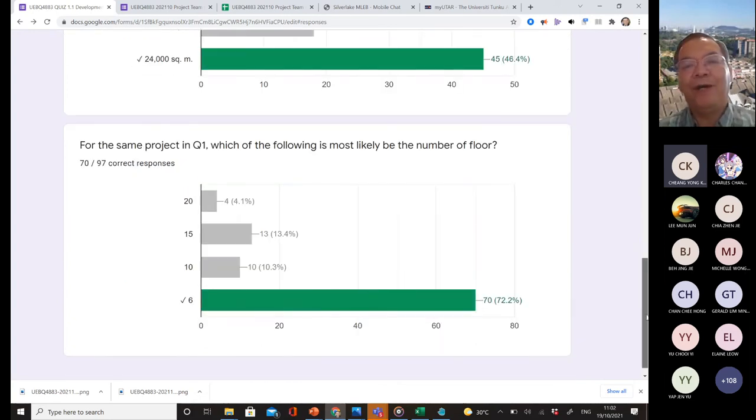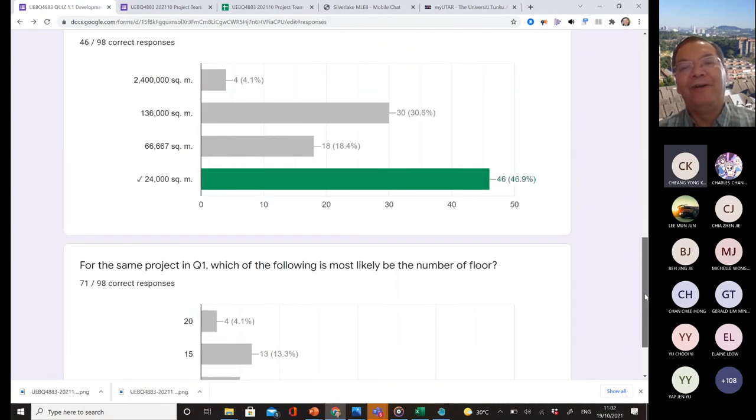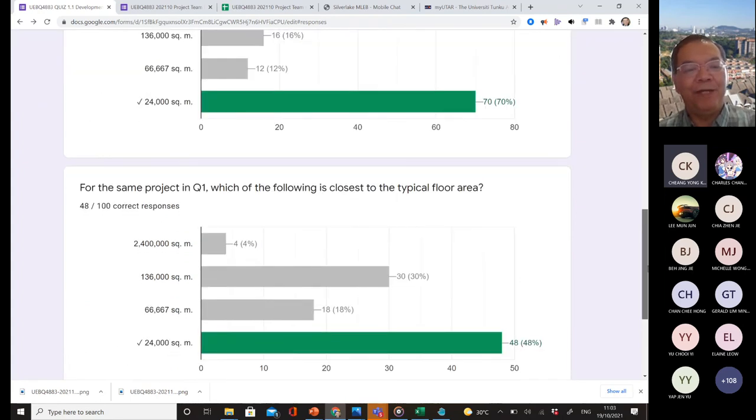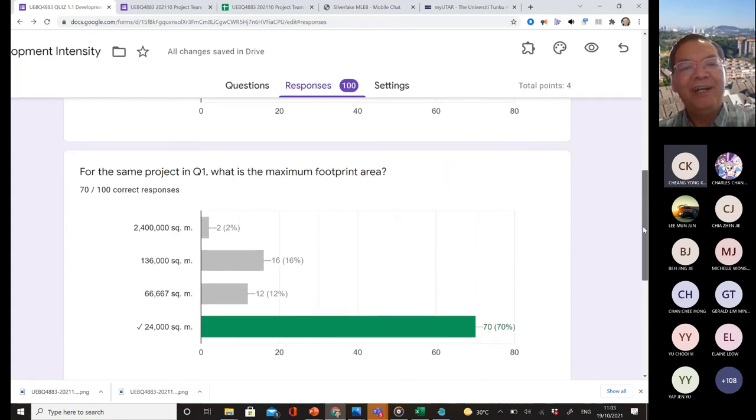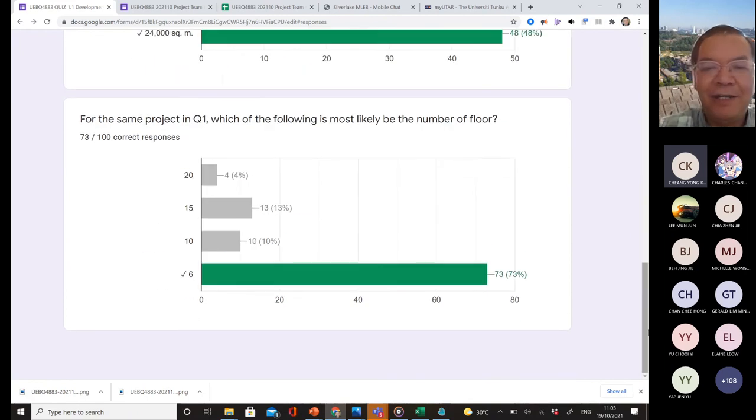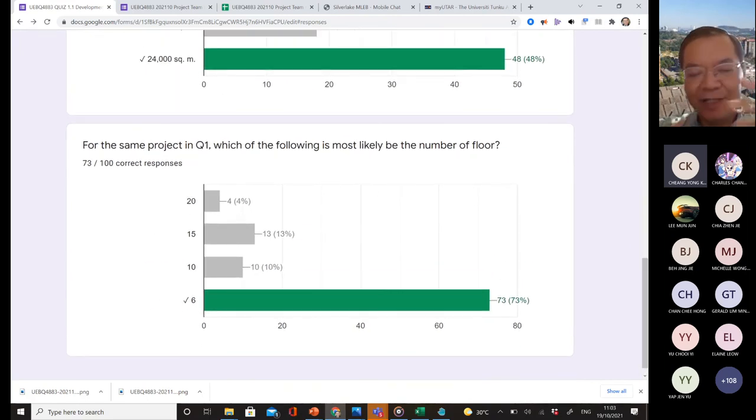For the same project in Q1, what is the most likely number of floors? You know that the total floor area you can build is 136,000 based on the plot ratio, and each floor typically is 24,000. So 136,000 divided by 24,000, I think you got the value 6 point something, am I right?